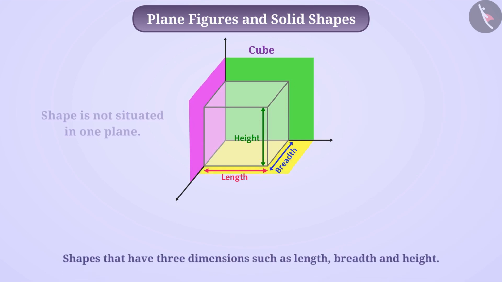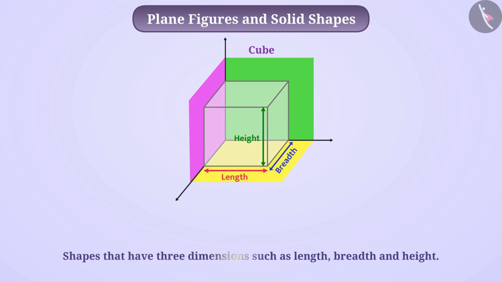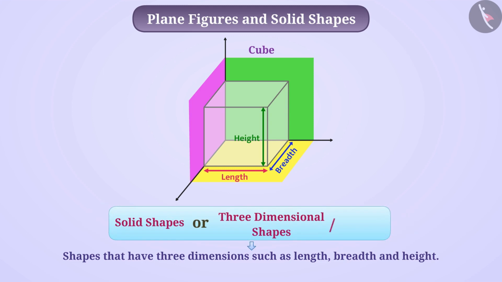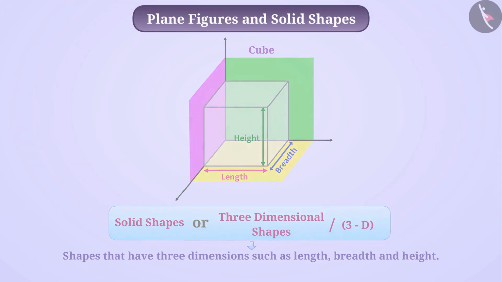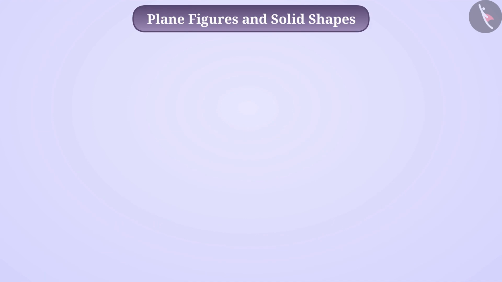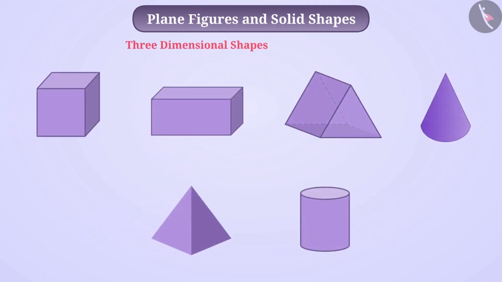planes. Shapes that have three dimensions, such as length, breadth and height, are called solid shapes or three-dimensional shapes. In short, these are also called 3D. In the previous class, we have studied about some geometric shapes. Do you remember? Pause the video and recall it.